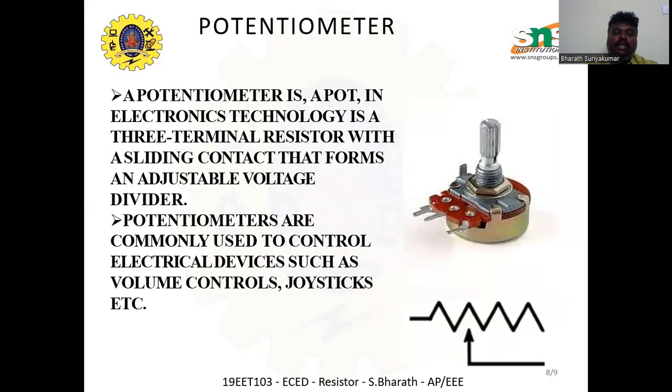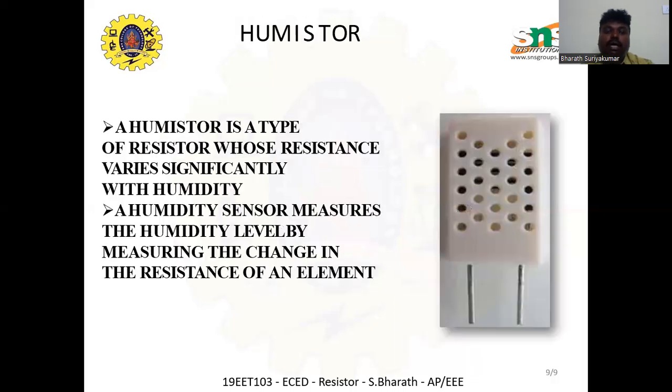The last one is the potentiometer type of resistor. This is a variable resistor, an example of a variable resistor. Here you can see three different leads. On the top, you have a pot, called the variable pot. A potentiometer, or pot, in electronics technology, is a three-terminal resistor with a sliding contact that forms an adjustable voltage divider. Potentiometers are commonly used to control electrical devices such as volume controls, joysticks, etc. So this is all about the resistor.